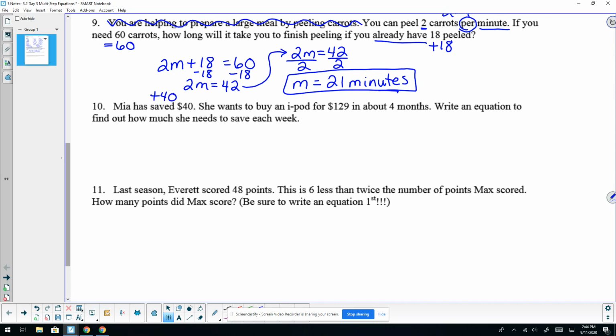She wants to buy an iPod for $129. To me, that's the ultimate goal. That's where I'm going to finish. So this is going to be my equals 129, just like our 60 in the problem above, in about 4 months. Well, 4 months would be my multiplication, 4m. Here's the reason why you need to read the entire problem, though. I could go right now with 4m plus 40 equals 129, but that's not going to give me what the problem asks. The problem tells me to write an equation to find out how much she needs to save each week. So I have a problem here.